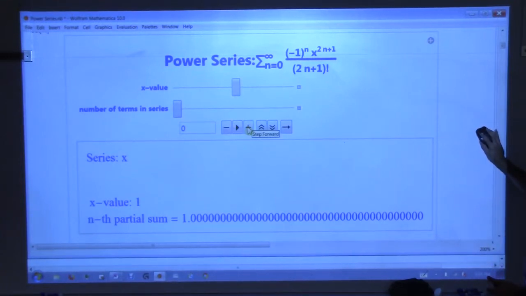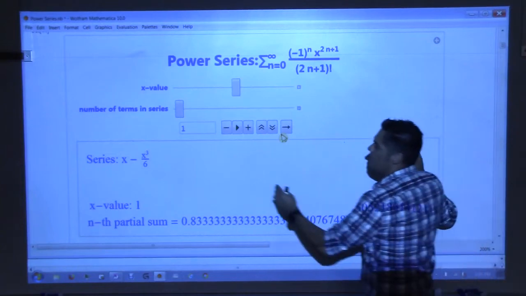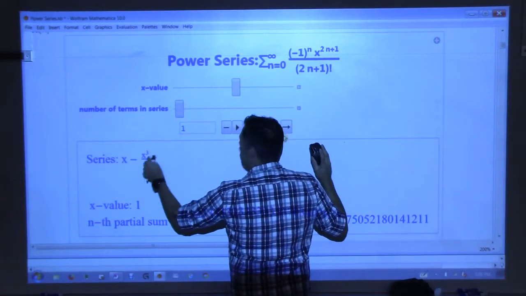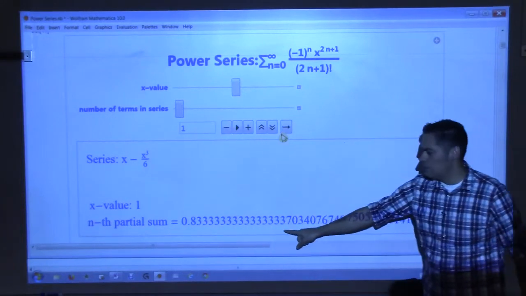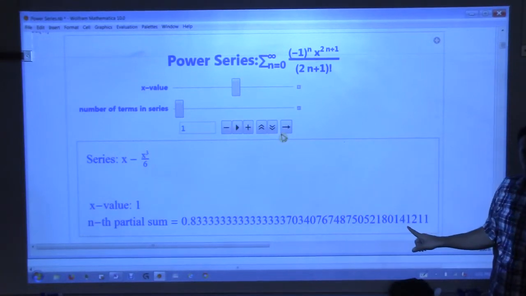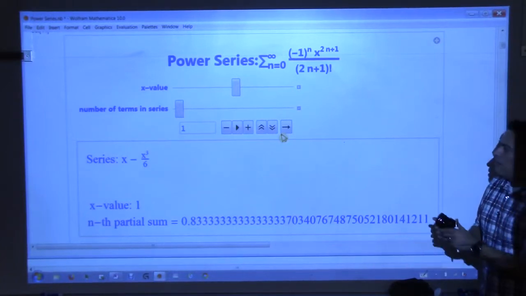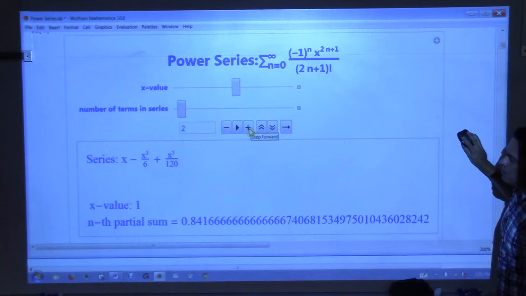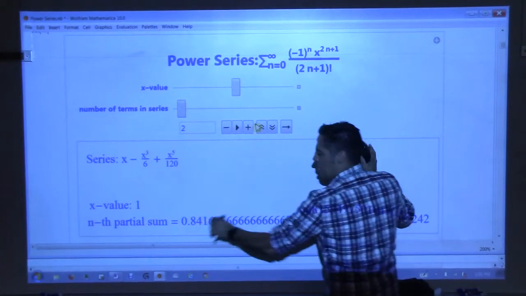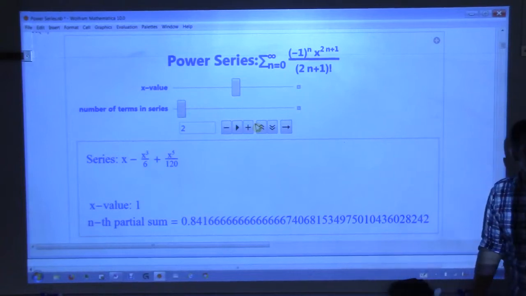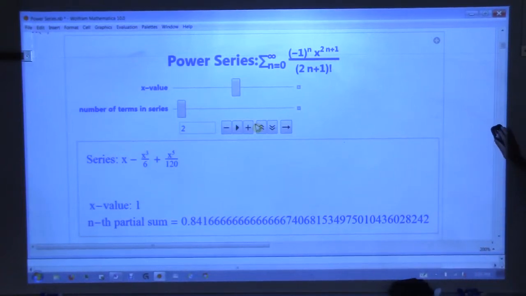Now, what if I do, instead of the first term, the first 2 terms of that power series, and replace this with 1 and this with 1? Look at the value. Got it? 0.833. Okay, now let me go out another one. Now I've got the first 3 terms of it. And check that out, 0.8416.